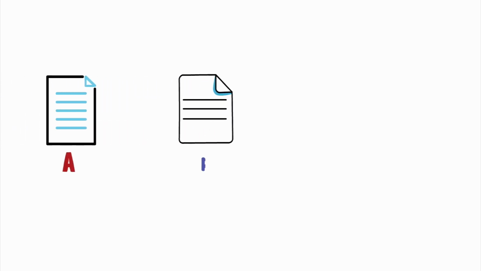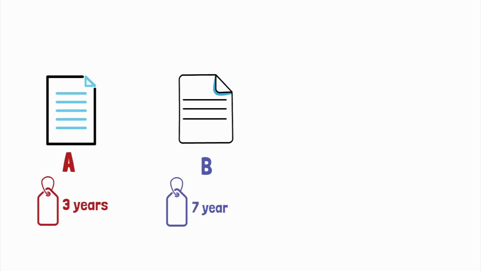Now that you understand compound records, let's take a look at the dilemma. So here we have document A and document B. Document A has a retention label applied, and it will be kept for 3 years before it's deleted. Document B has a retention period of 7 years. Now imagine that document A needs to support document B in a litigation.